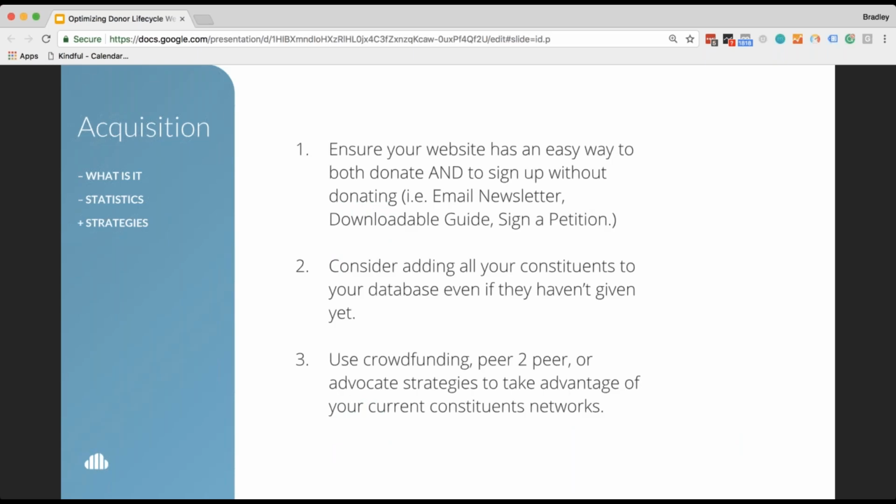Lastly, around acquisition, I want to make sure I take a little bit of time in saying, what are some things you can do right now, or what are some strategies you can start to think about and implement to ensure that you're doing the most you can with acquisition?